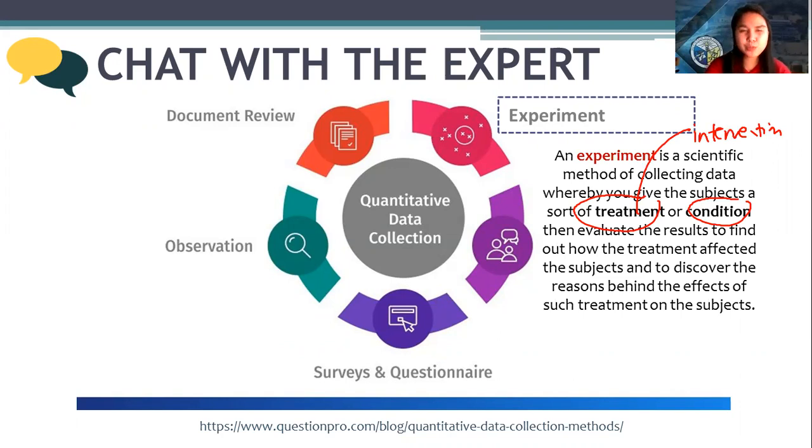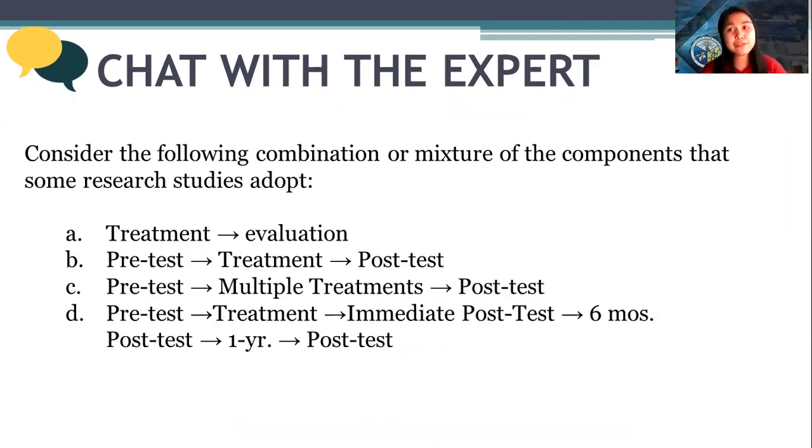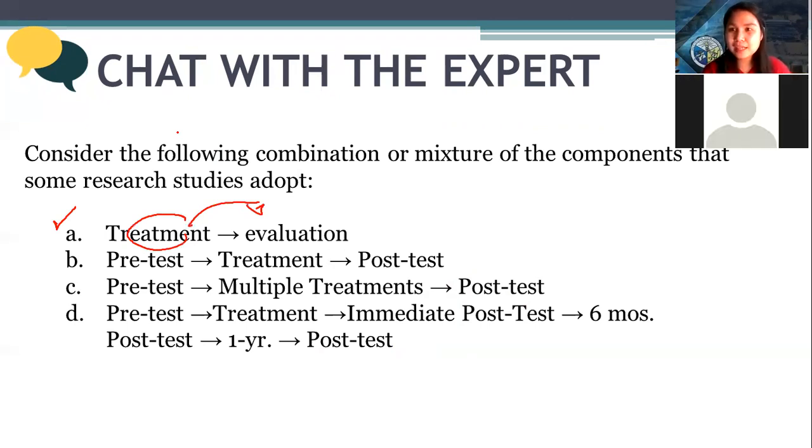Let me show you. Actually, these have different names, but let's not consider the names. Let's just look at what will happen. Now, in the first one, it's treatment, then evaluation. For example, you expose them to one treatment, then we evaluate. Let me give you an example. The study of Kaiser and Emilio. You can have the treatment and evaluation.